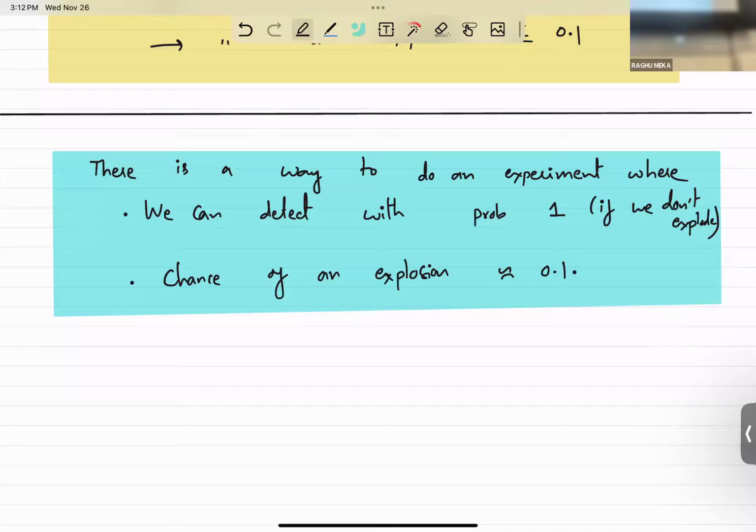And you can do this only with the laws of quantum mechanics. If you don't have quantum mechanics, then you cannot. If you're only allowed states which are like alpha times 0 plus beta times 1, where the numbers are positive, then you cannot do it. You have to use negative numbers. Does the statement make sense and why it should be mysterious? Basically, we're saying I can design an experiment where the chance of an explosion is as small as possible. I can make it 0.1, I can make it 0.01. And when I don't explode, that is all of the other time, I will know exactly whether it's a dud or a bomb.